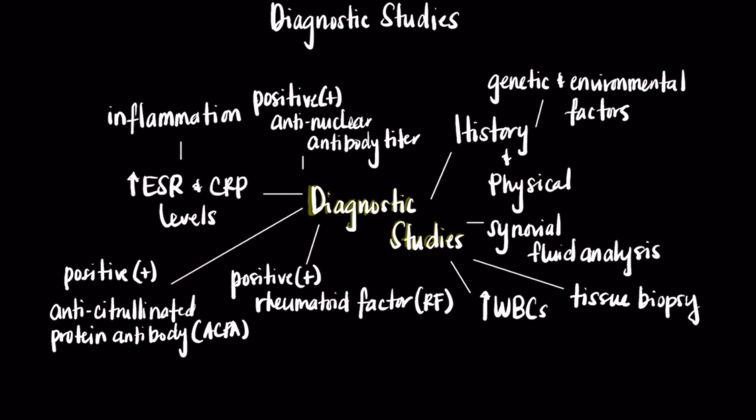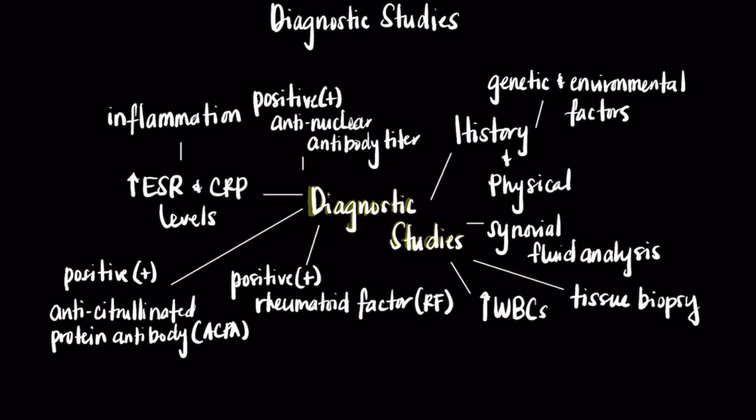So with diagnostic studies, a comprehensive history and physical is particularly helpful in the diagnosis of rheumatoid arthritis due to the fact that the disease itself has a strong genetic and environmental component. Certain labs such as a positive rheumatoid factor are present in patients with rheumatoid arthritis, going back to how rheumatoid factor binds with IgG, forming an immune complex in the synovium, as discussed in the pathophysiology sections.